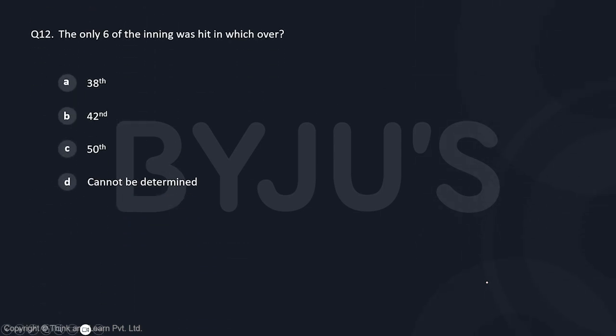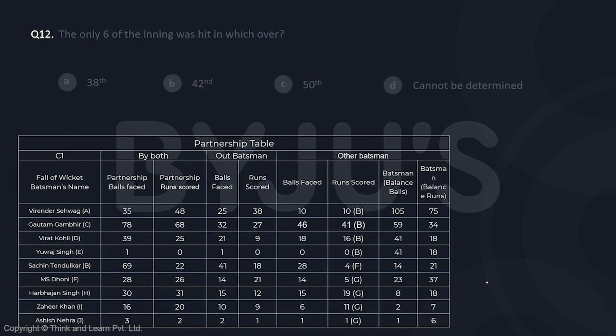The only 6 of the innings was hit in which over? So we just discussed it by chance that the last ball 6 was hit in the last over, that is the 50th over.